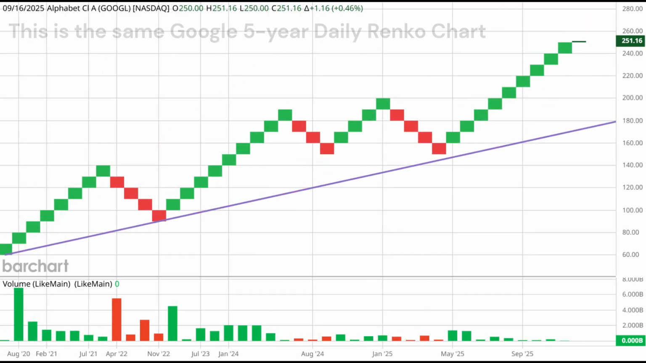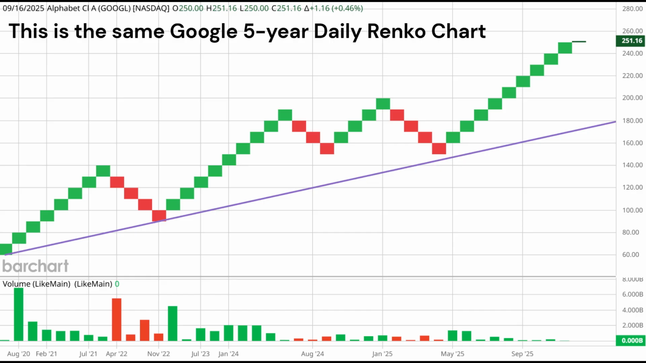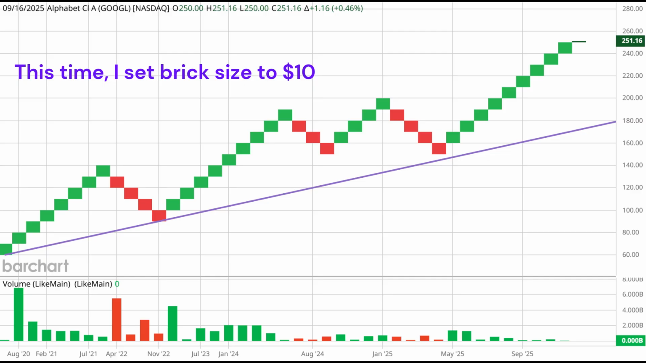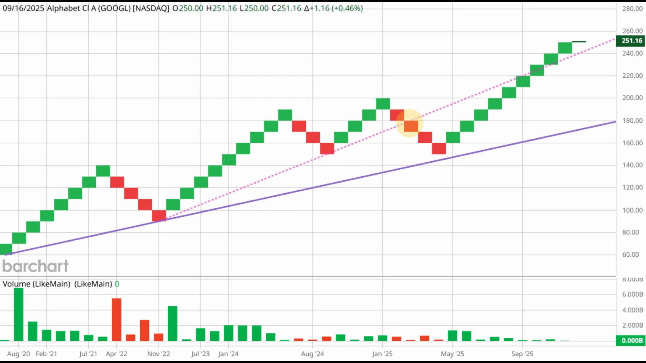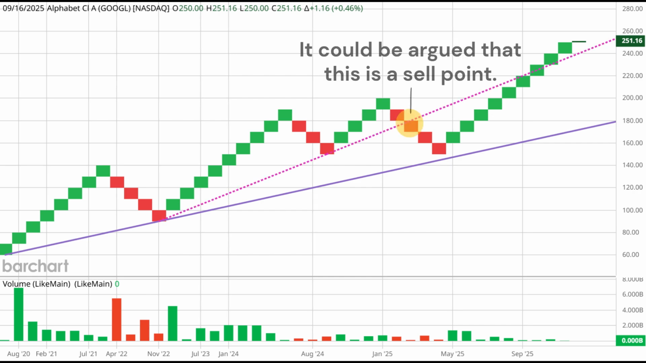Now look at what happens when we increase the brick size to 10. Suddenly, the chart shows one long uptrend from 2020 all the way through today. No in and out decisions, no missed entries, just a simple buy and hold model that captures the entire run, including the recent all-time highs.